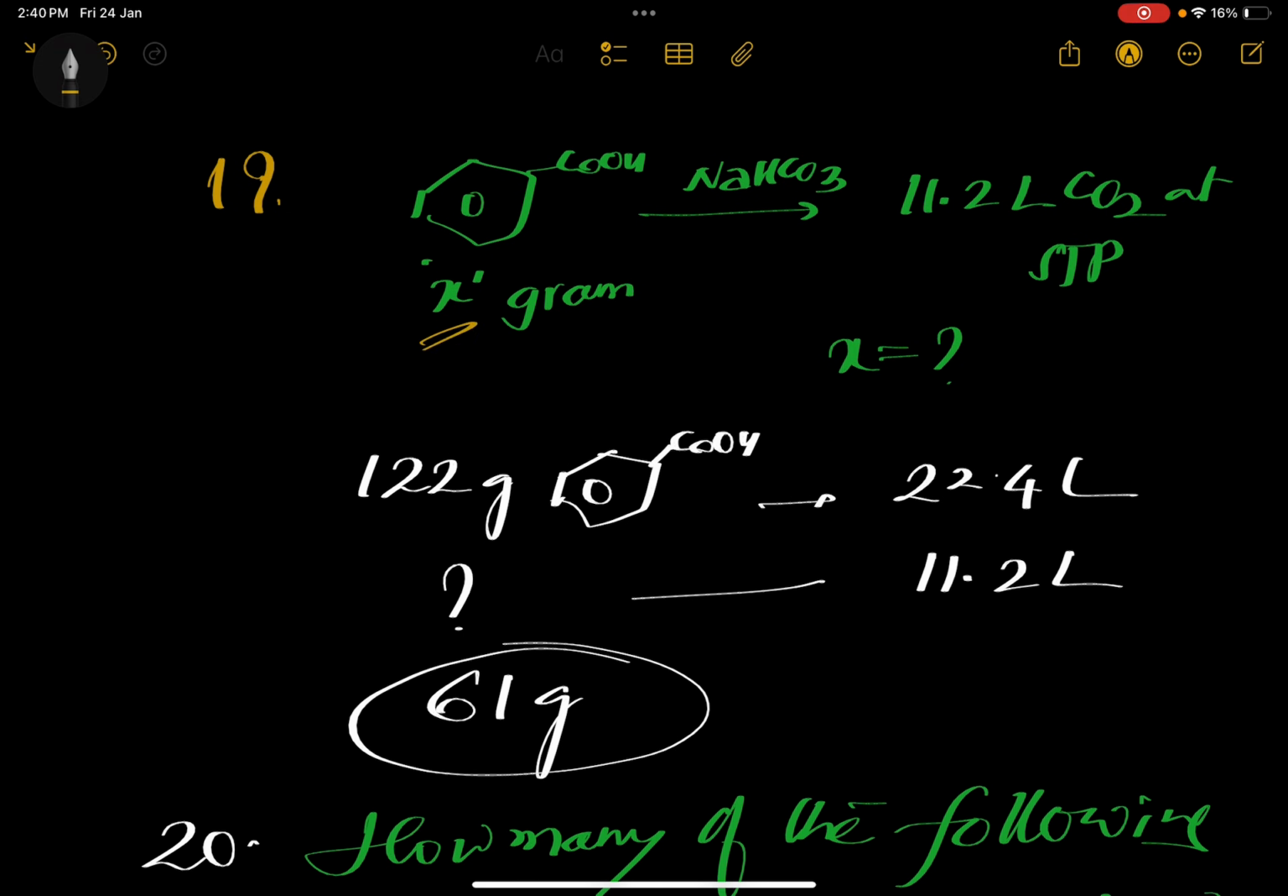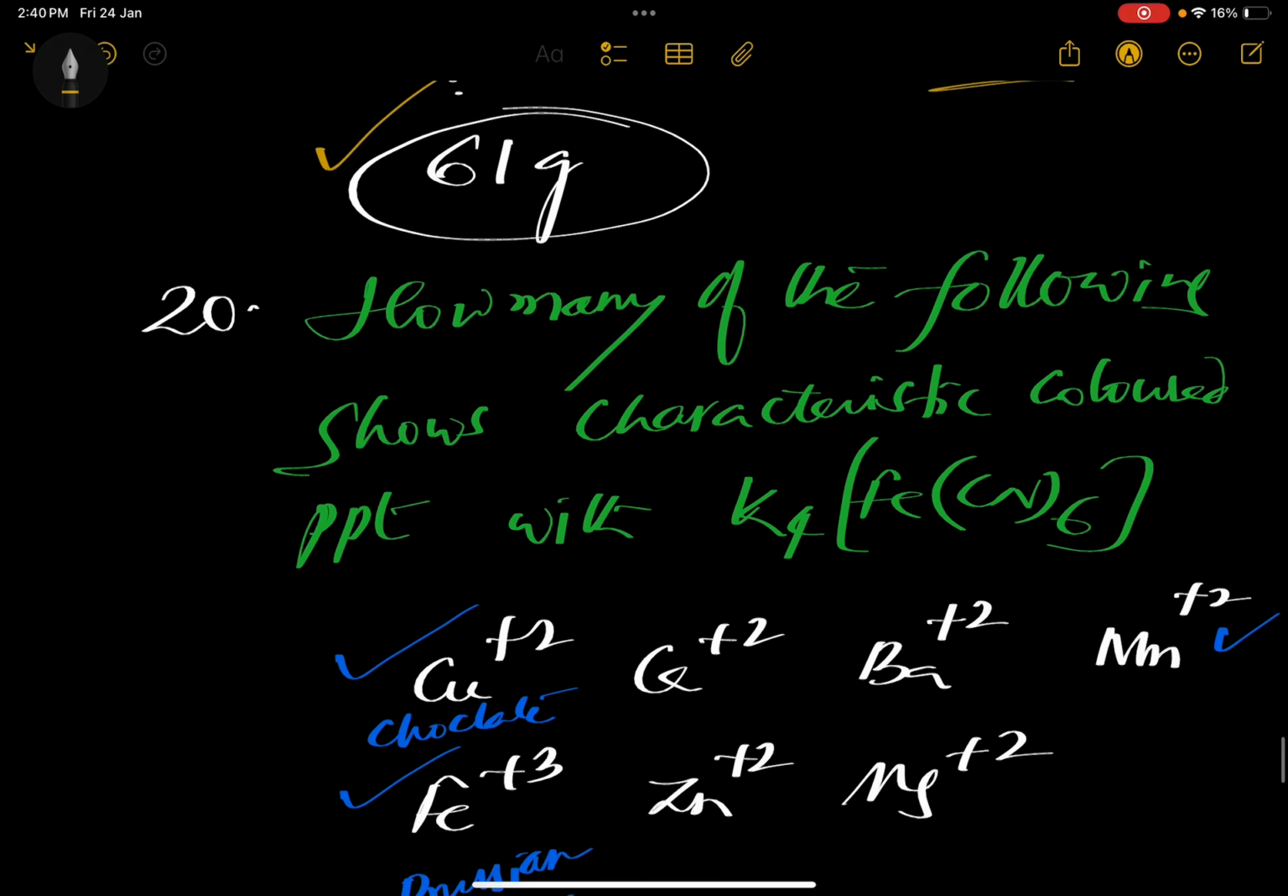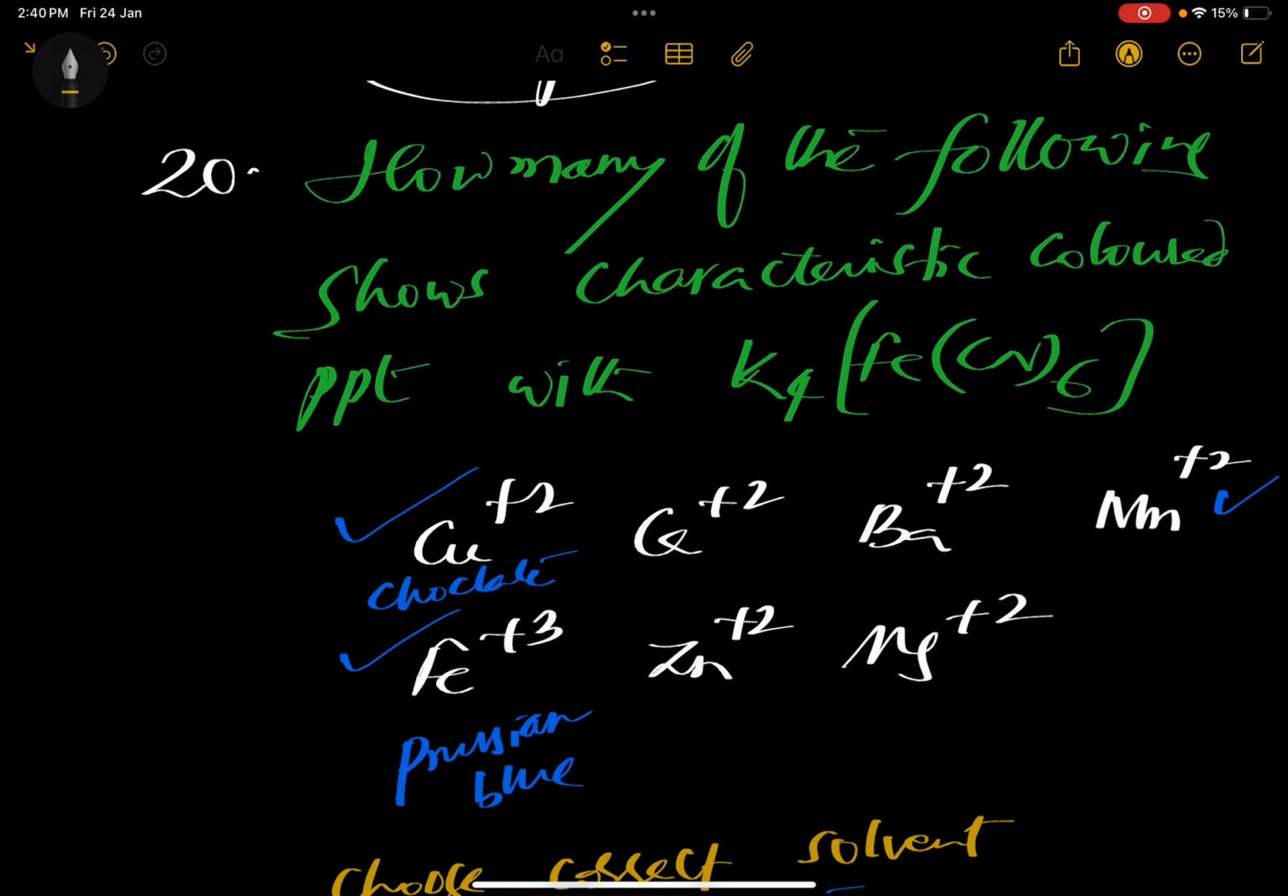This is benzoic acid. How many grams of benzoic acid will give you 11.2 liters of CO2 at STP when it reacts with NaHCO3? So the equation is very simple. 1 mole of this gives you 22.4 liters of carbon dioxide. 1 mole it is going to give. And 122 grams is the molecular mass of this. When 122 grams gives 22.4 liters, 11.2 is given by how much? That's simple, 61 grams.